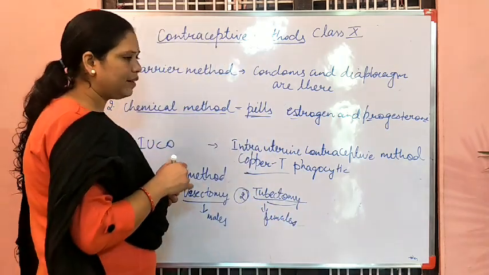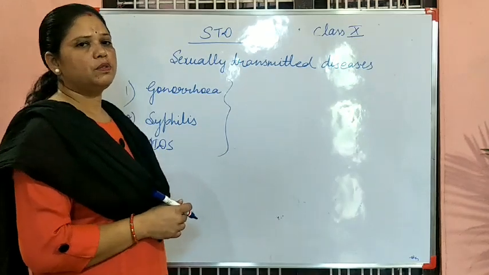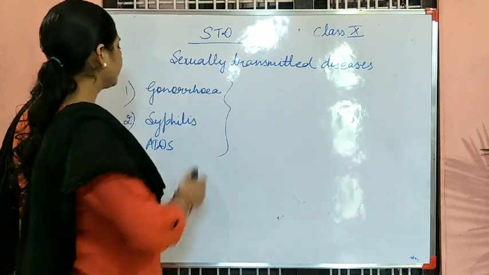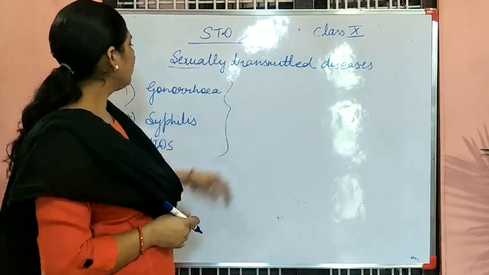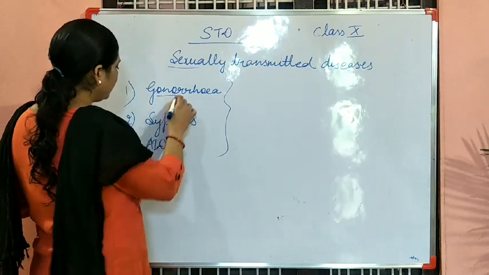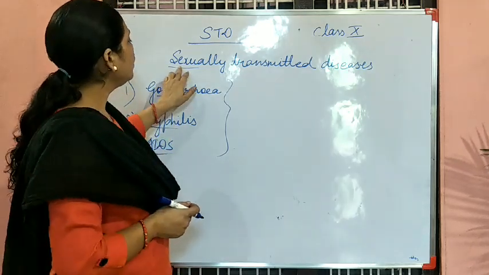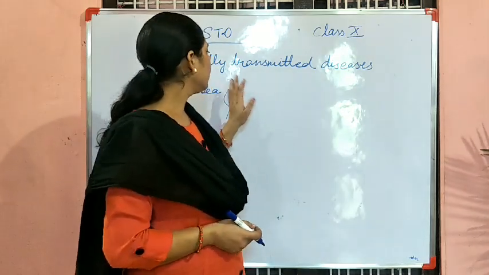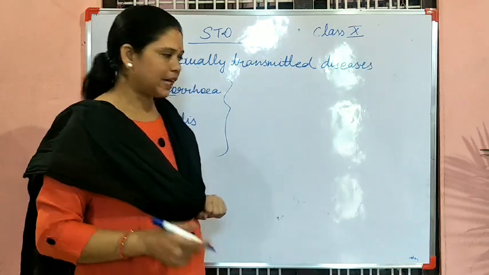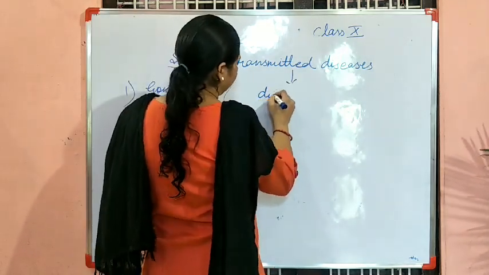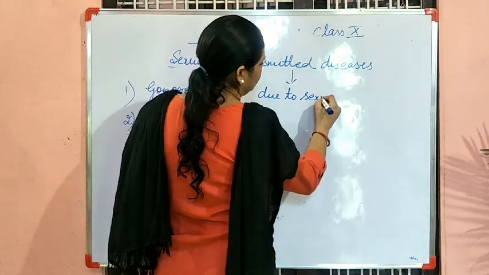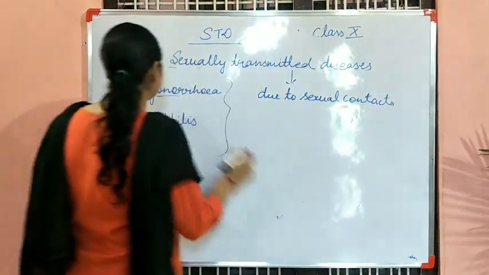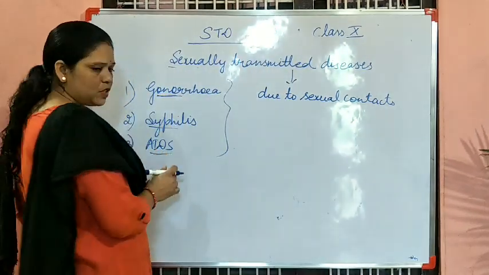Now STD, sexually transmitted diseases. Sexually transmitted diseases, that we call STD. Here you have to study about 3 diseases: gonorrhea, syphilis and AIDS. First of all, what are sexually transmitted diseases? The diseases which are caused due to sexual contact are known as sexually transmitted diseases. So gonorrhea, syphilis and AIDS we have to study.